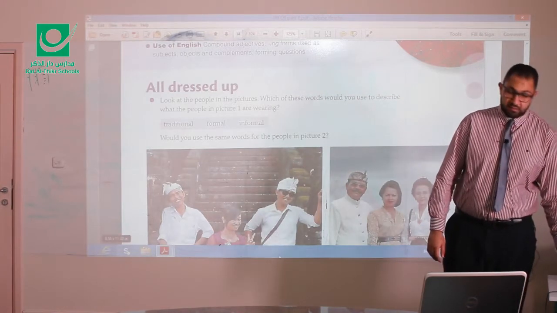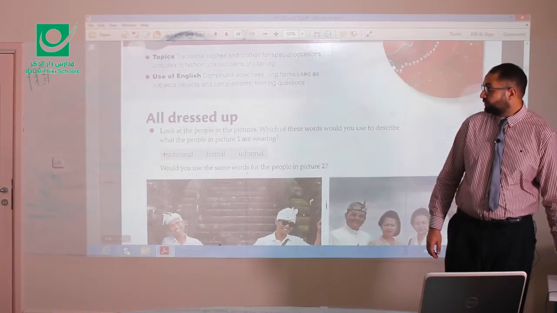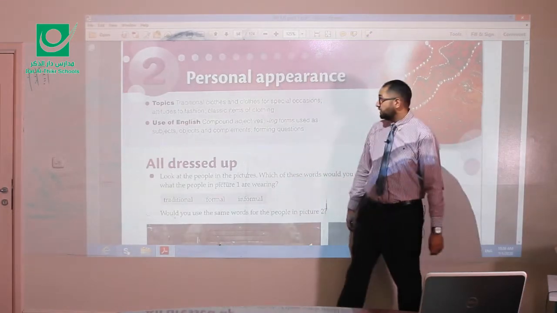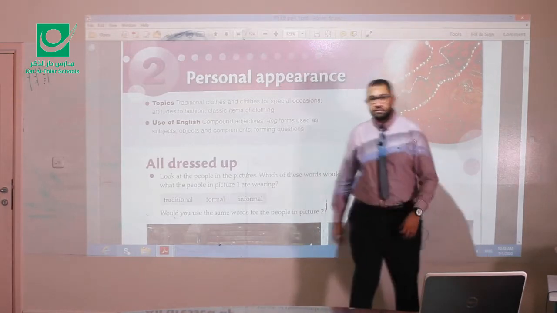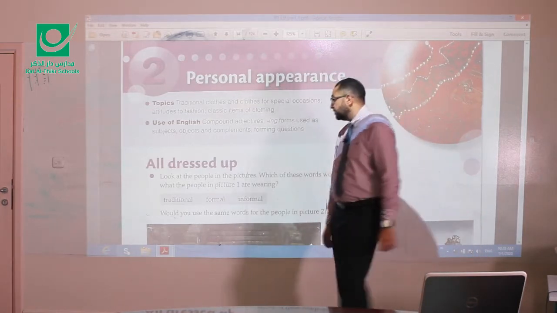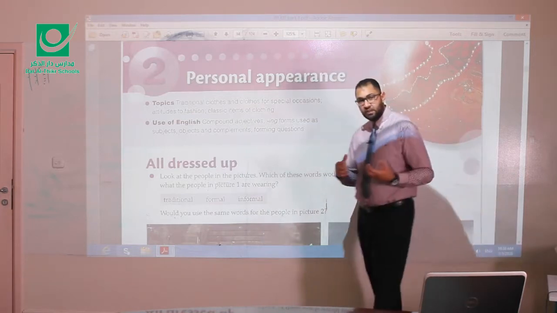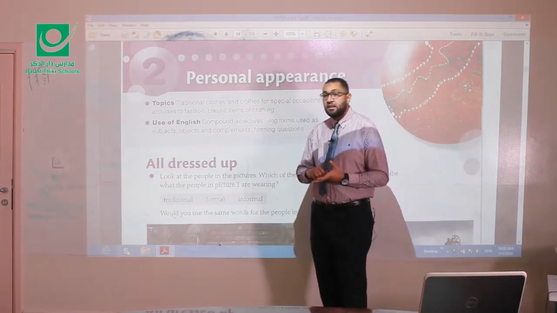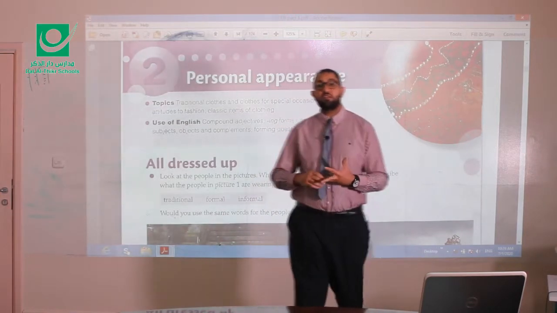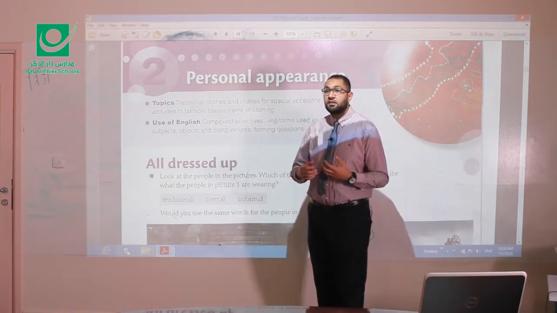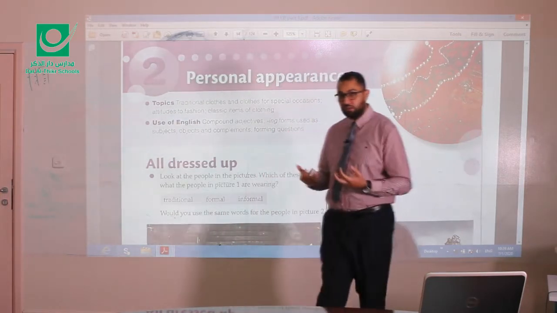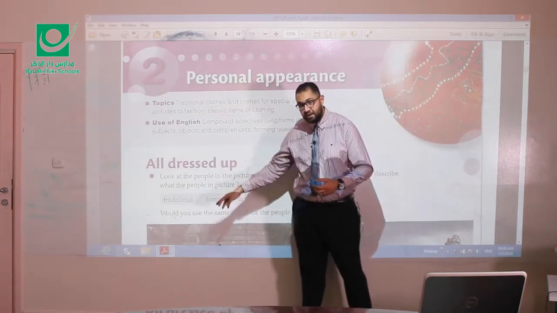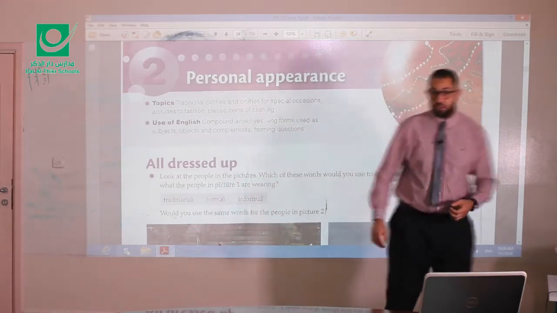Unit 2 is starting with pages 14 and 15 in your course books. If you look here, this is the title of the unit, Personal Appearance. Personal appearance brings a lot to your mind. Yes, it brings thoughts of how you're dressed. It also brings thoughts about the way you keep your personal hygiene, which is very important. But in this unit, we're mainly focusing on how people are dressed up.